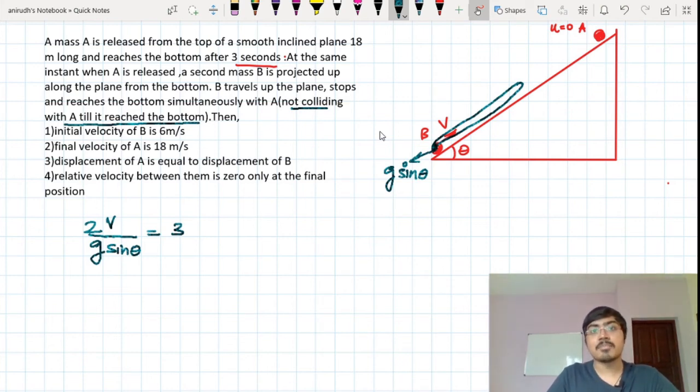Both of them are reaching simultaneously at the bottommost point. So the time of collision is 3 seconds. This is equal to the initial separation, which is 18, divided by the initial relative velocity. So what is the initial relative velocity here?